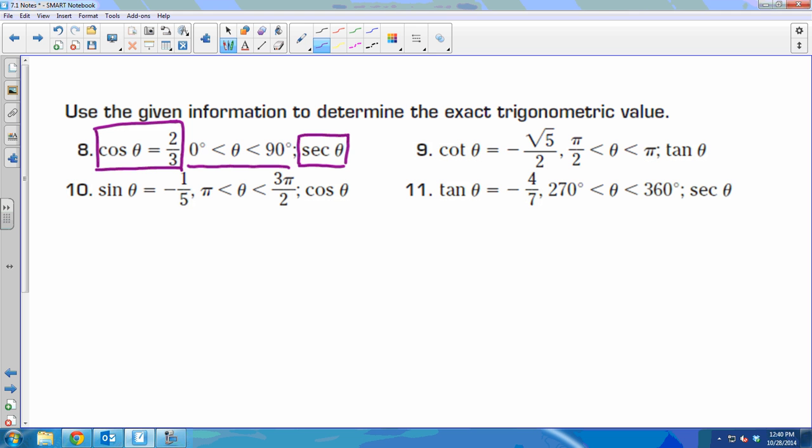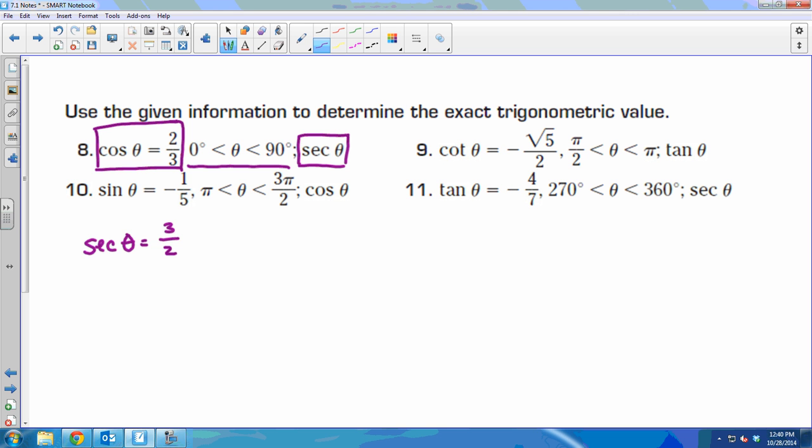So for the first one, I know I have cosine, it's 2/3, and I'm looking for secant. Well, cosine and secant are just reciprocals, right? Yes. So secant is just 3/2. I mean, you guys could have done that without me doing this. No, we're just finding the trig values, not graphing anything.